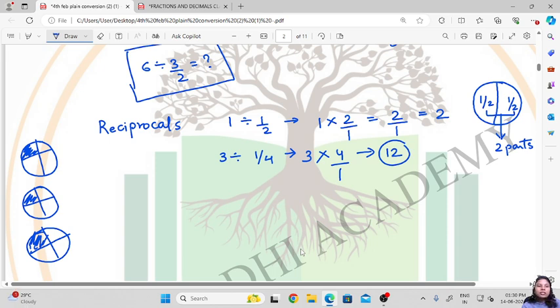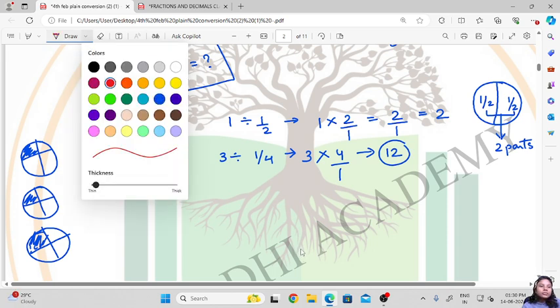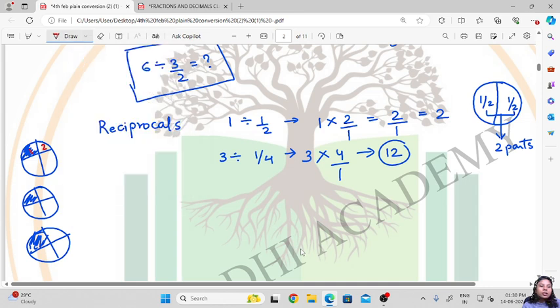So this is 1, 2, 3, 4, 5, 6, 7, 8, 9, 10, 11 and 12. These are the 12 parts. The 3 over here told us that in all these 3 circles, parts are shaded. 1 by 4 told us that in each circle 1 part is shaded out of the 4 parts, and this 12 told us that there are 12 such equal parts.